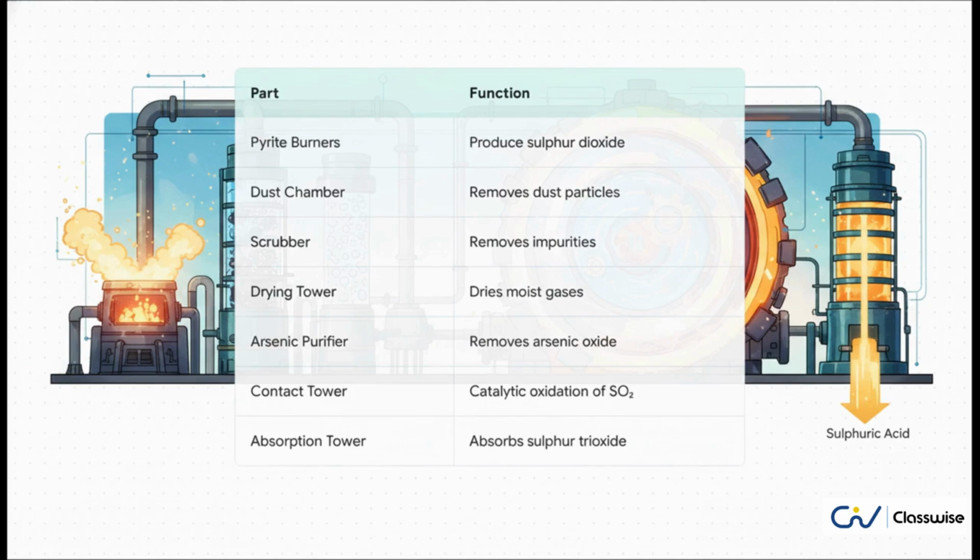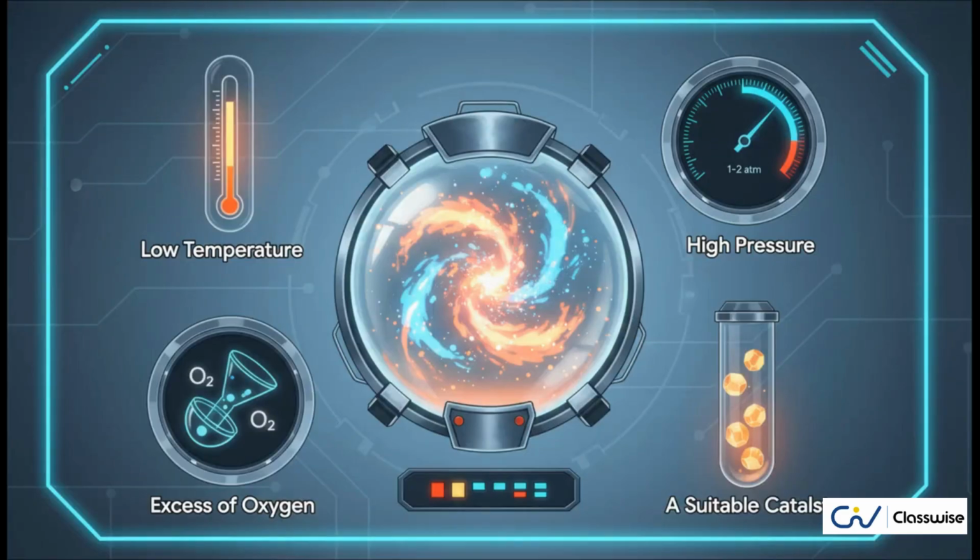Now, why all this cleaning? It's all to protect the most important part, the catalyst in the contact tower. That's where the real magic happens, turning SO2 into SO3. Finally, it heads to the absorption tower, where that gas gets absorbed to make our final product, pure concentrated sulfuric acid.